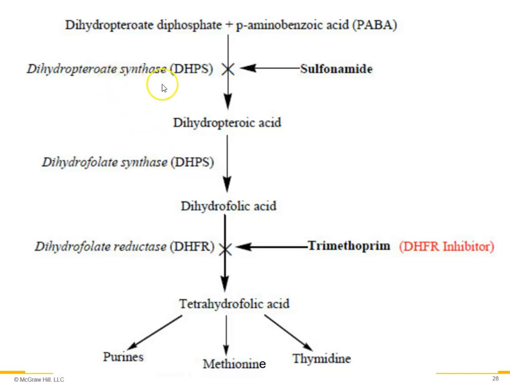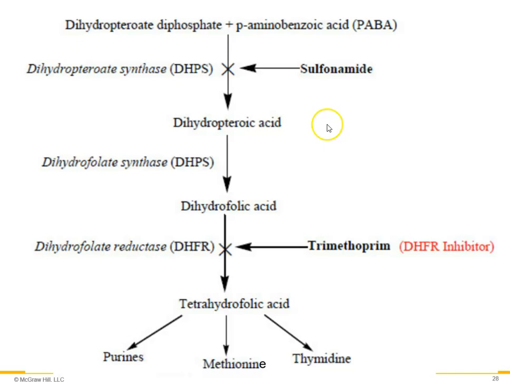Okay, so here we have the folic acid pathway. It looks really complicated, but I'm just going to walk you through it. This is PABA right here, kind of the starting molecule. And this is an enzyme, and via this enzyme, it's going to turn into dihydropteroic acid. And this enzyme here is called DHPS. Sulfonamide inhibits DHPS, so this can't get made.